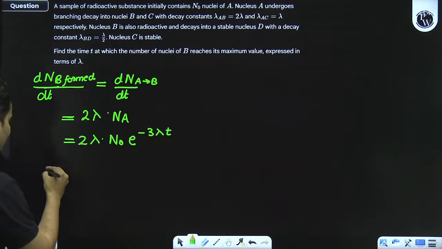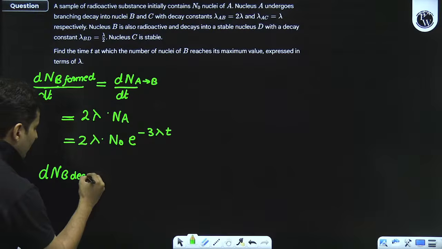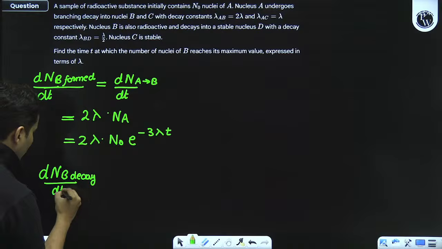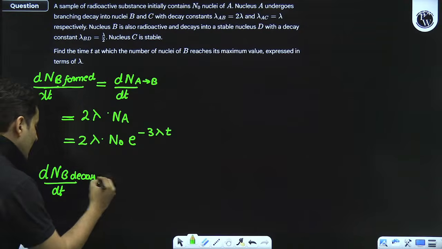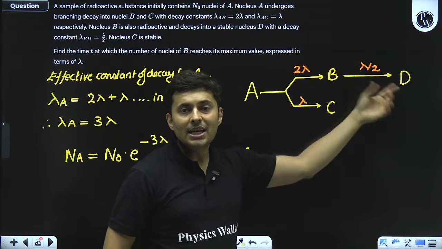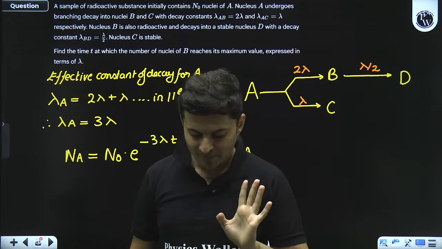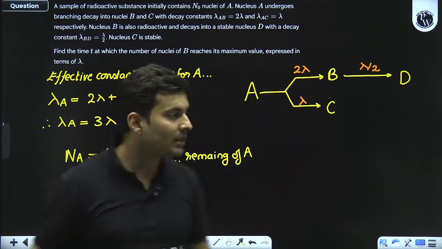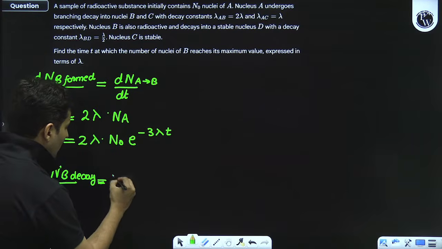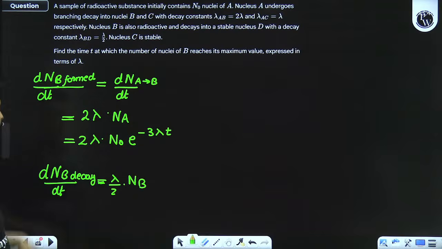So if I ask what is the rate at which B is getting decayed, then it will be the decay constant between B and D into how much ever B is remaining at that moment. Yes or no? How much ever B is remaining into the decay constant. So decay constant is lambda by 2. So this is nothing but lambda by 2 into how much ever B is remaining.